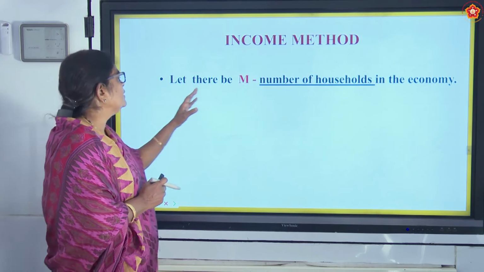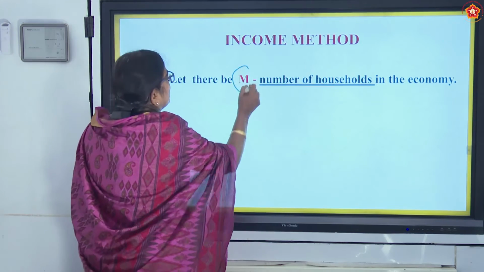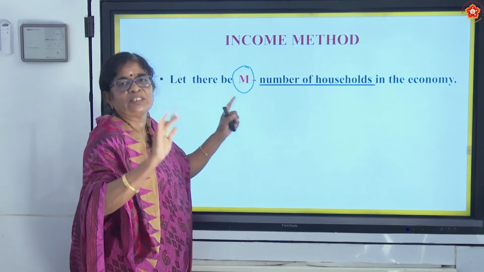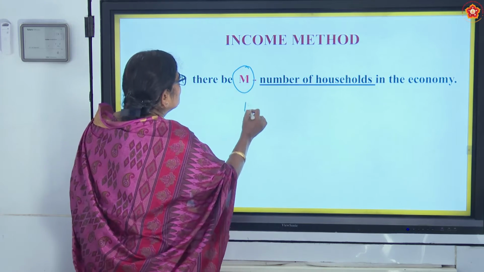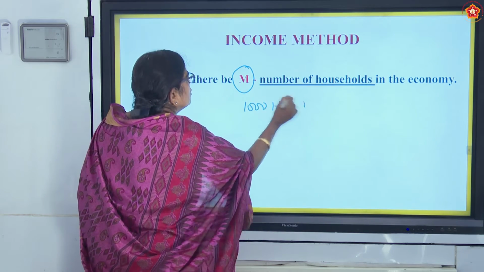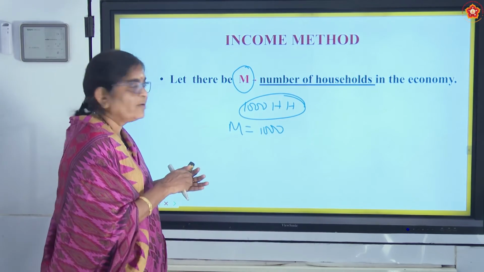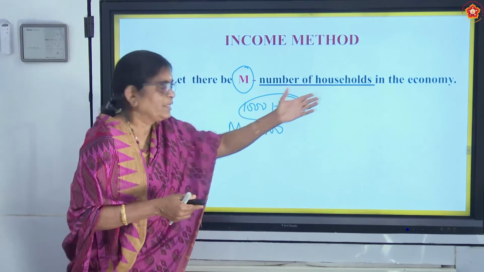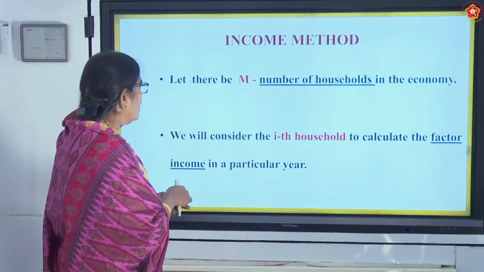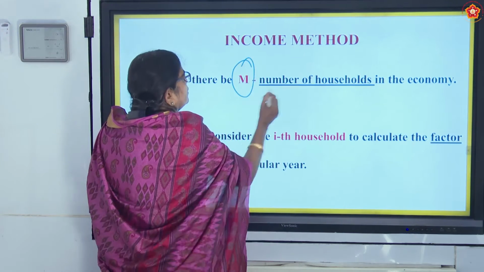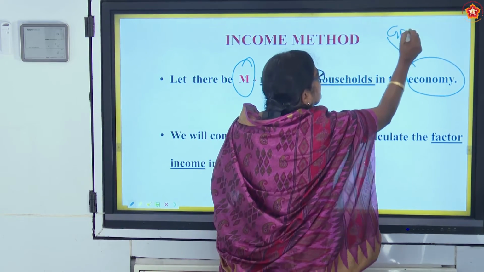Now, let there be m number of households in the economy. Here, we are going to assume that there are m households in the economy. We see in the Chikkaballapur district, how many? Let us say just 1000 households are there. In this case, for Chikkaballapur, m is equal to 1000. Therefore, we are going to consider m households in the whole economy, that is very important. We are going to calculate GDP for this economy.